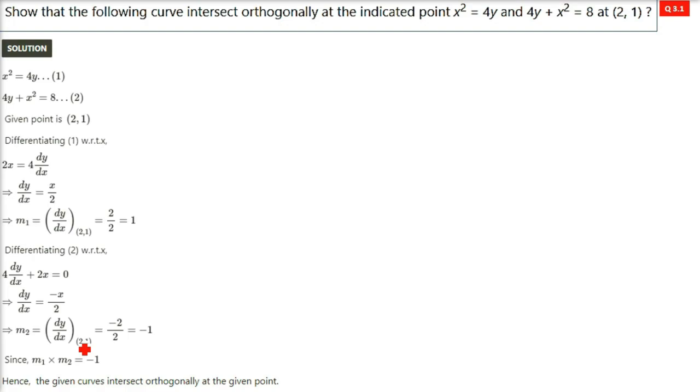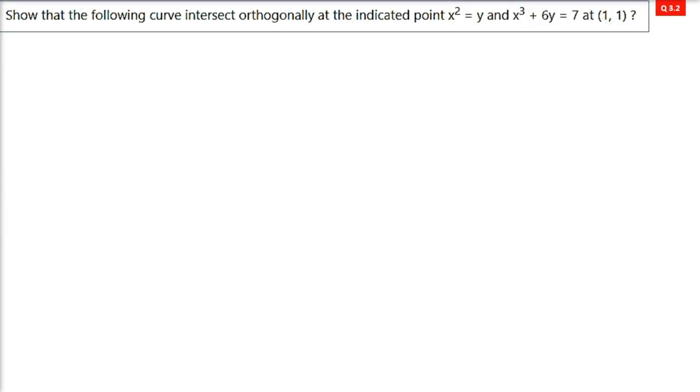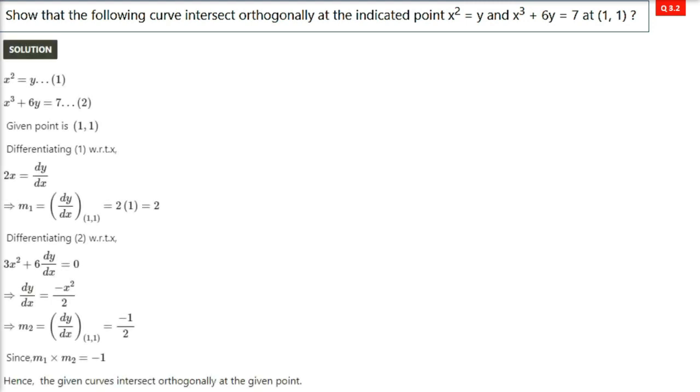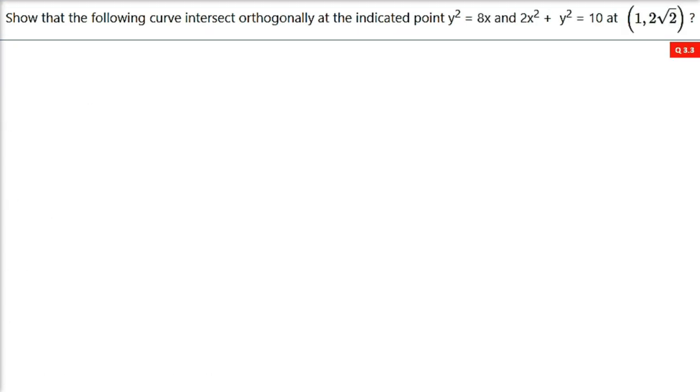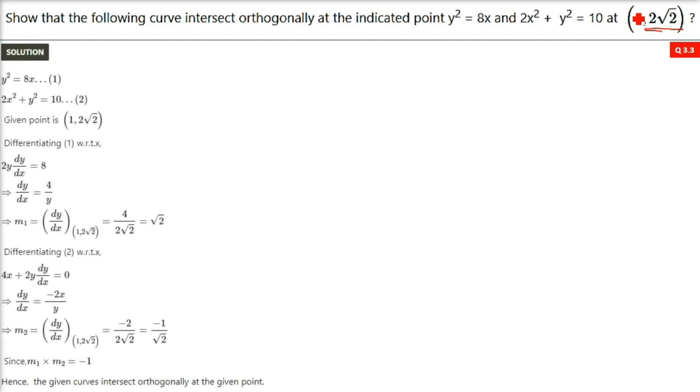Now, this is the reference which I would like to provide to you. This is almost a similar condition. I hope you'll be able to do it. There's nothing special here. Here also the same thing, only (1, 2 root 2). So don't get worried about the root here. It will be as easy as the previous questions we have attempted, and you'll be able to do it. Just find dy by dx for both of these, find it at (1, 2 root 2), and just multiply and get minus 1.